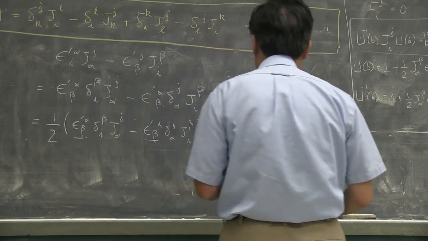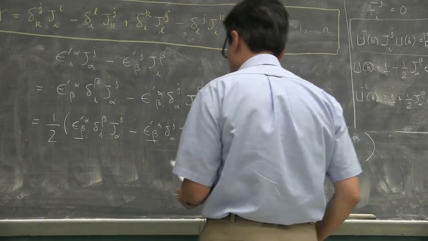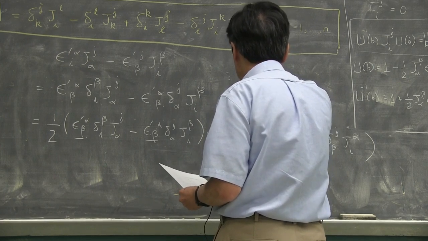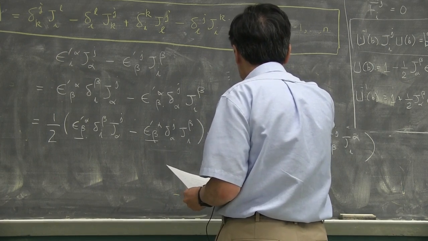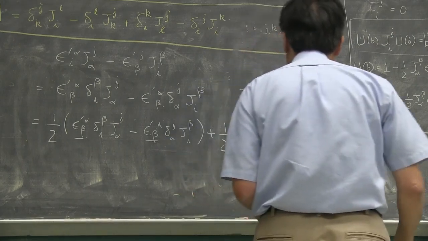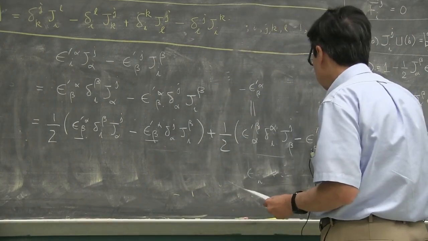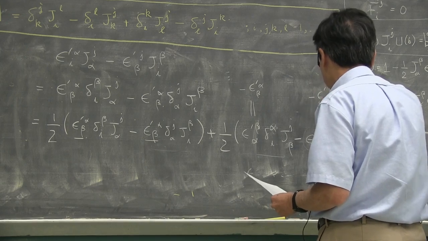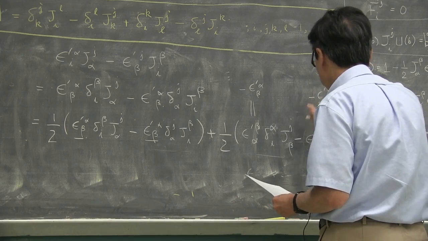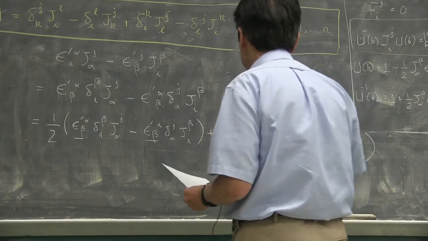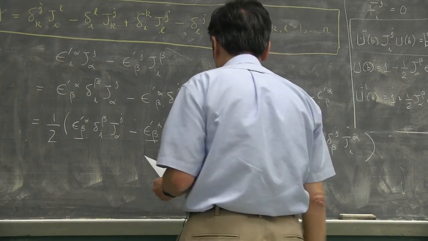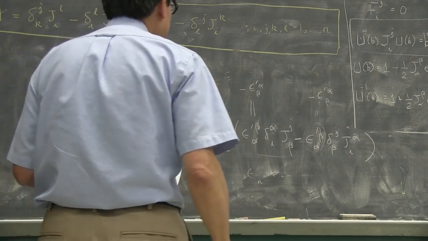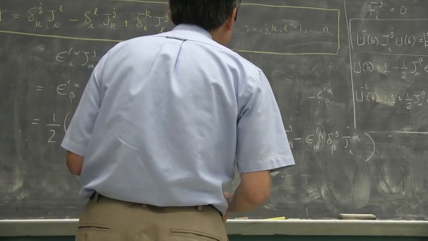So let me do this very carefully, right? Now you just recall that. Remember that this is equal to minus epsilon prime beta alpha. And this one is minus epsilon prime beta alpha. So this minus together with this minus gives you plus. This minus together with this plus gives you a minus. And so altogether, taking out the epsilon beta alpha.